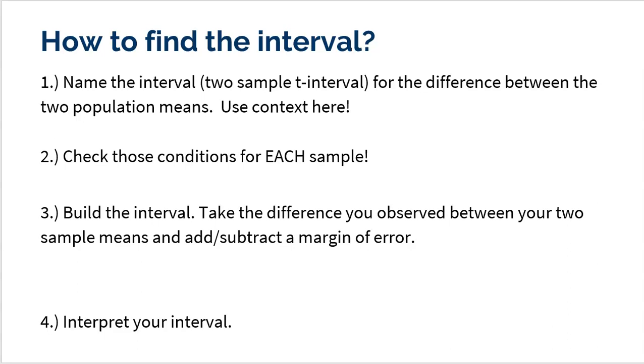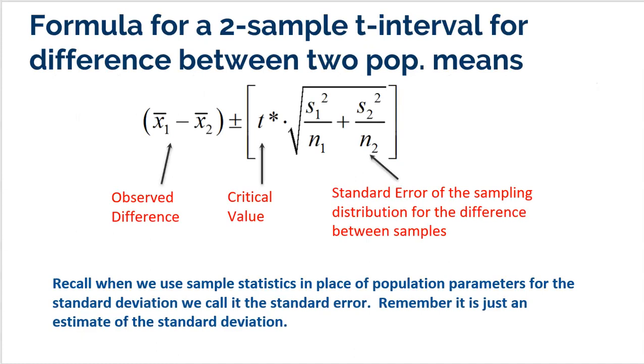So here is the official formula for a 2-sample t-interval for the difference between two population means. It's actually quite easy. I know I've been talking for a little bit of time now, but when you sit down and actually look at how to build this interval, it's unbelievably simple. So first, we're going to start with the difference we found between our 2 sample means.